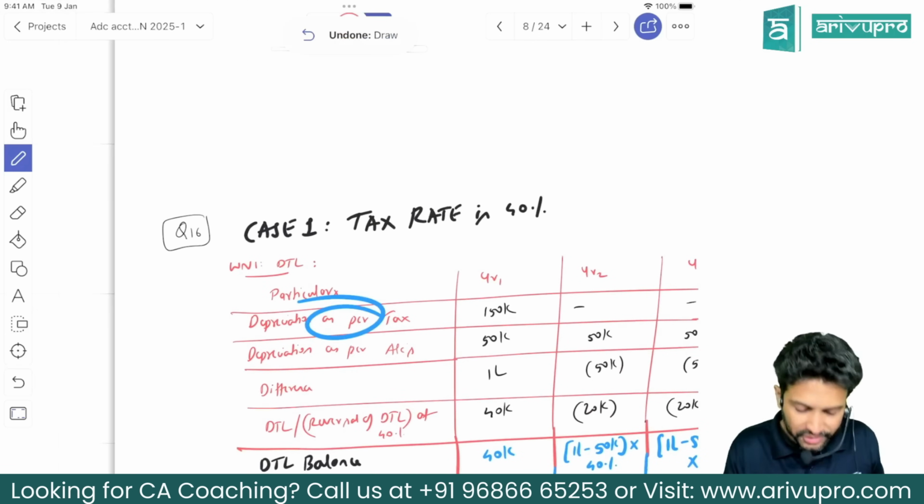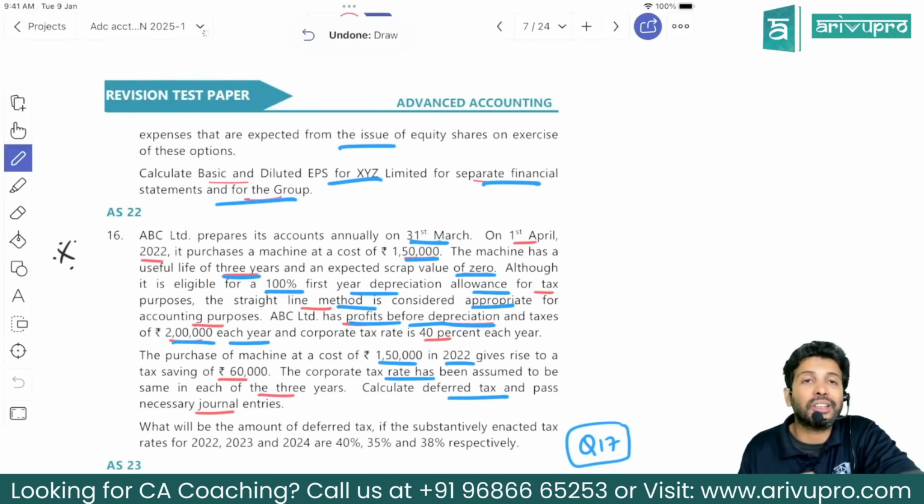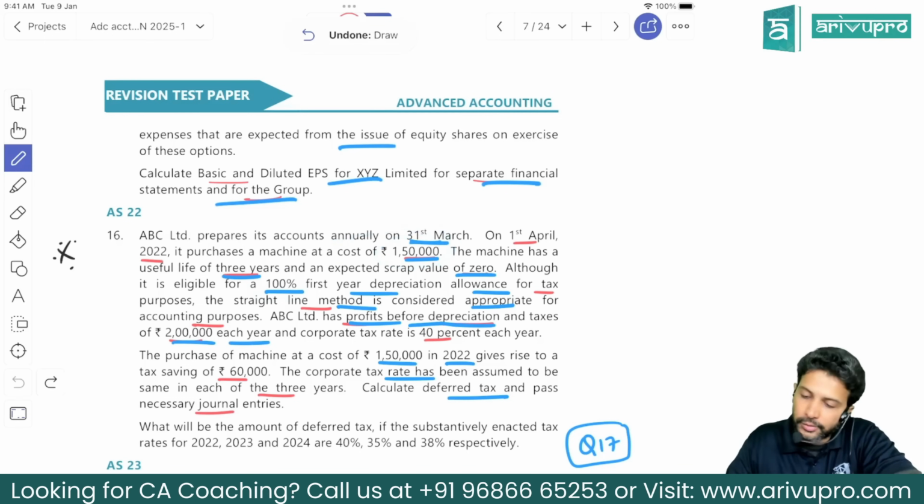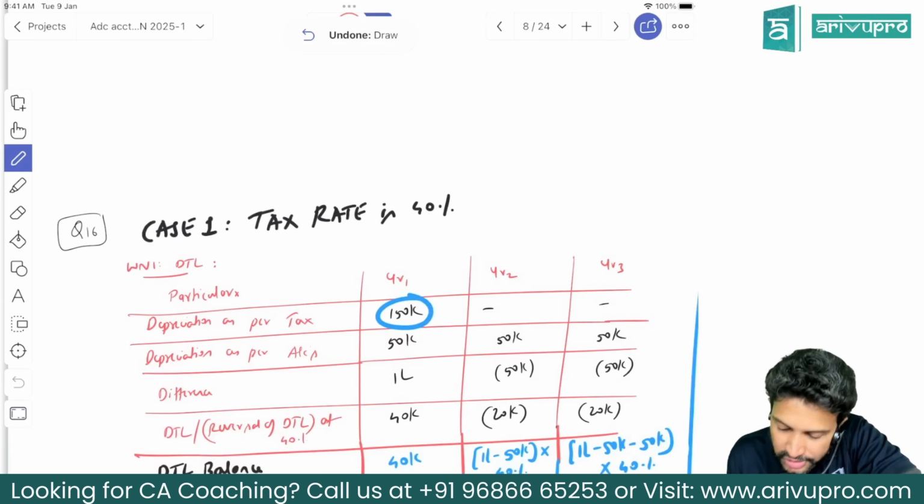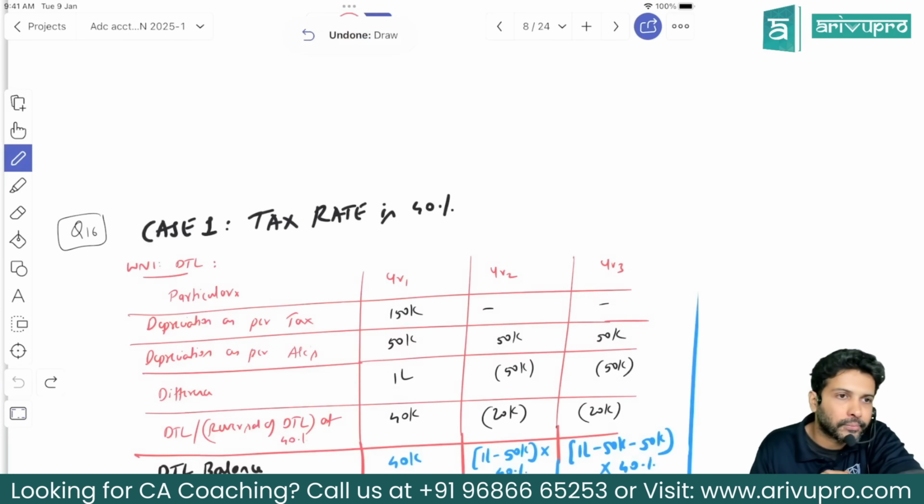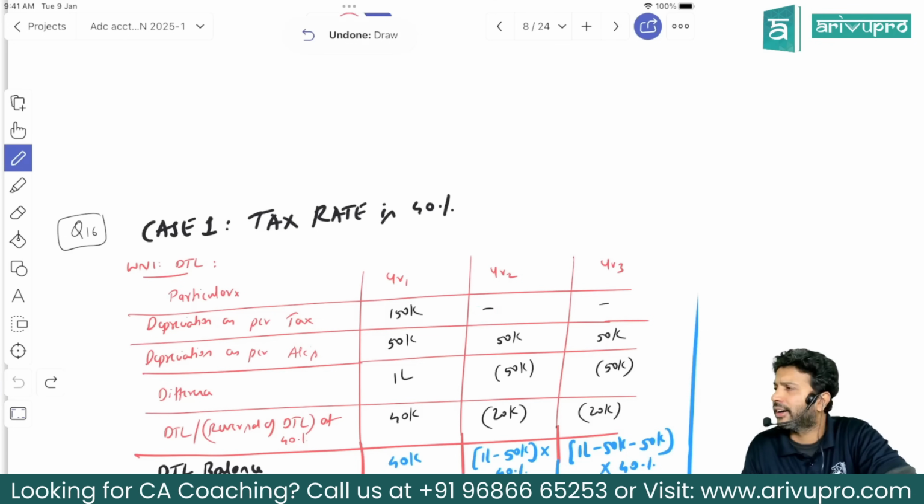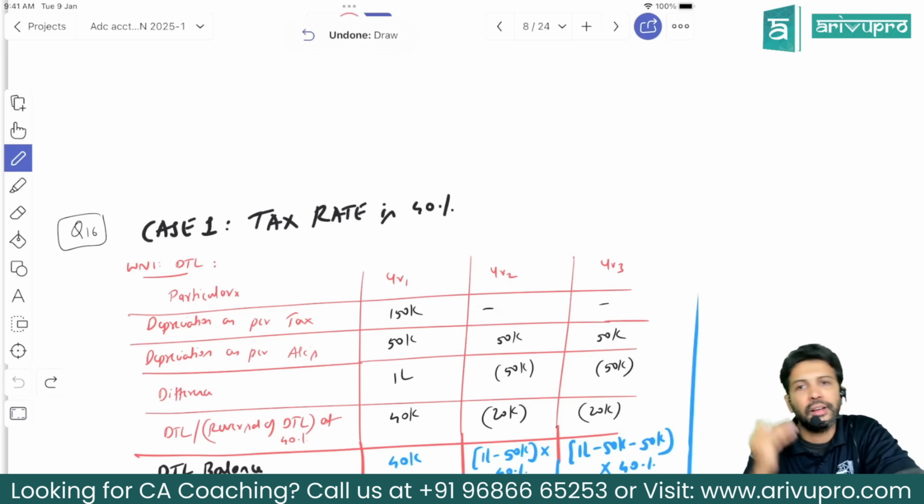First, what is depreciation as per tax? What does the tax law say? You can claim 100% depreciation in first year itself. How much did you buy the asset for? 1,50,000. That means as per tax laws, depreciation will be entire 150. Because tax law says you can claim depreciation in first year itself. Will any depreciation come as per tax in second and third year? No. Full you claimed it in first year itself.